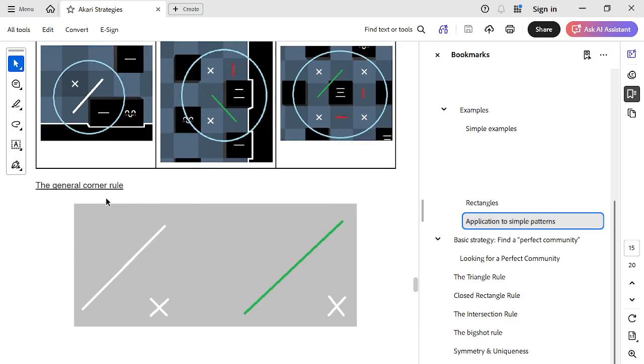And for the general corner rule, we have the diagonal which is green, so either this or this is a bulb. And the horizontal and vertical lines are red, so this has to be crossed off.